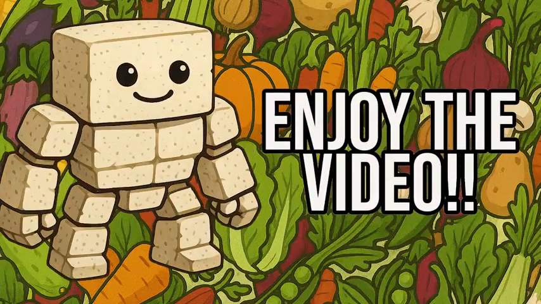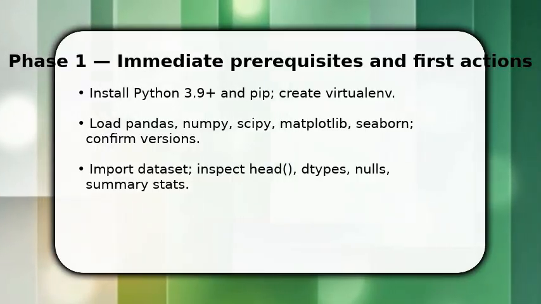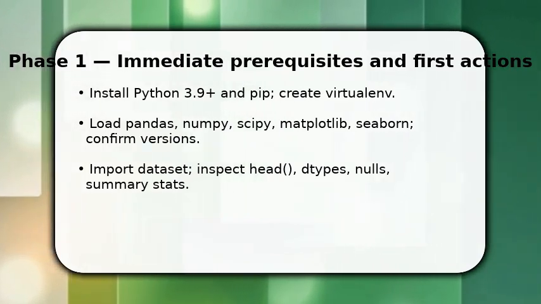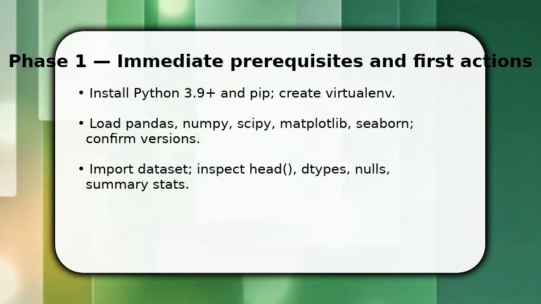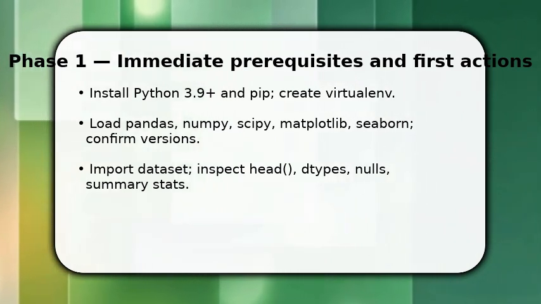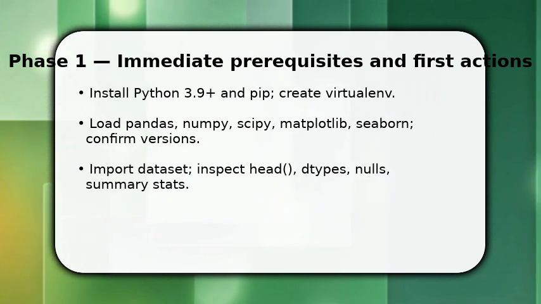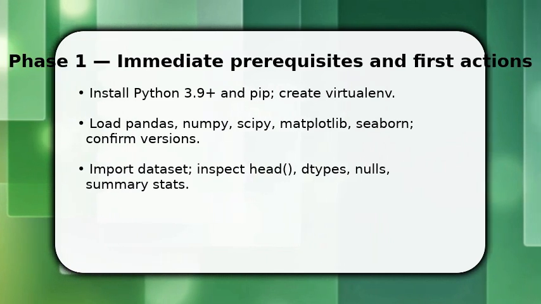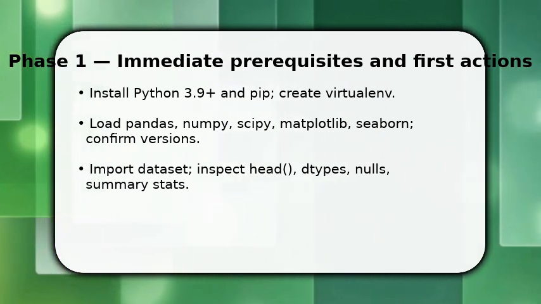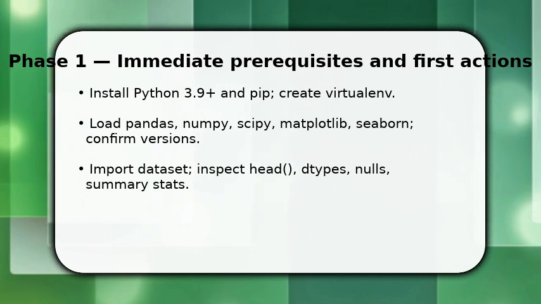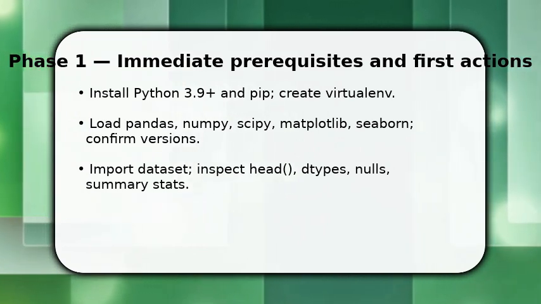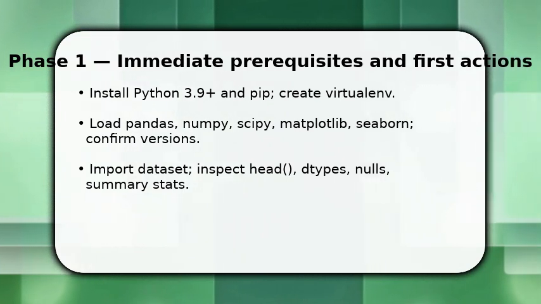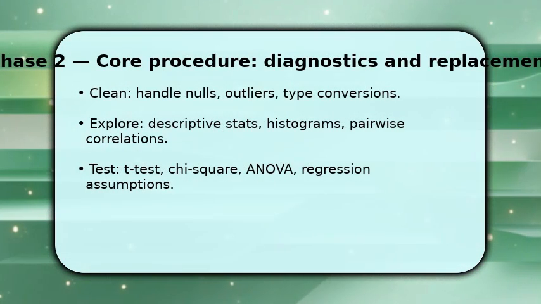Please enjoy the video. You start by preparing the environment and data. Open your virtualenv and install required libraries so packages behave consistently. Load the CSV with pandas, inspect head, and dtypes to understand structure, then check nulls and basic summary stats to spot issues early. Once done, cast types explicitly and drop or impute obvious missing values so later analyses run predictably and reproducibly.